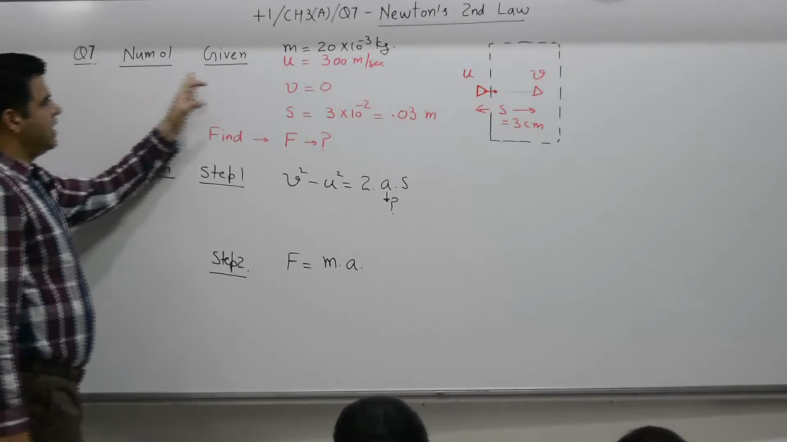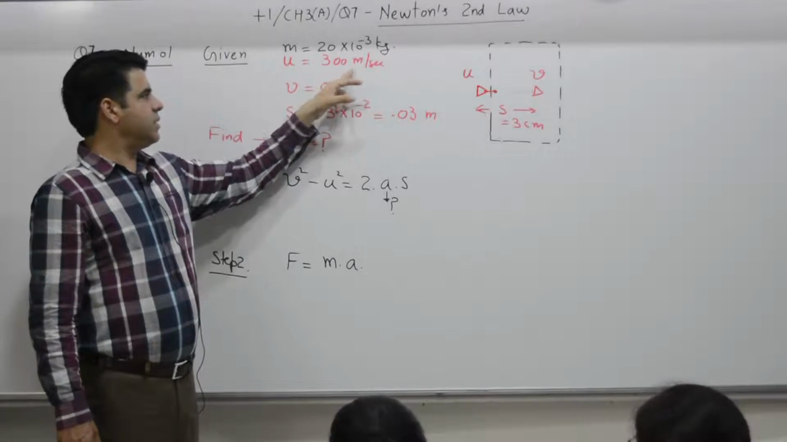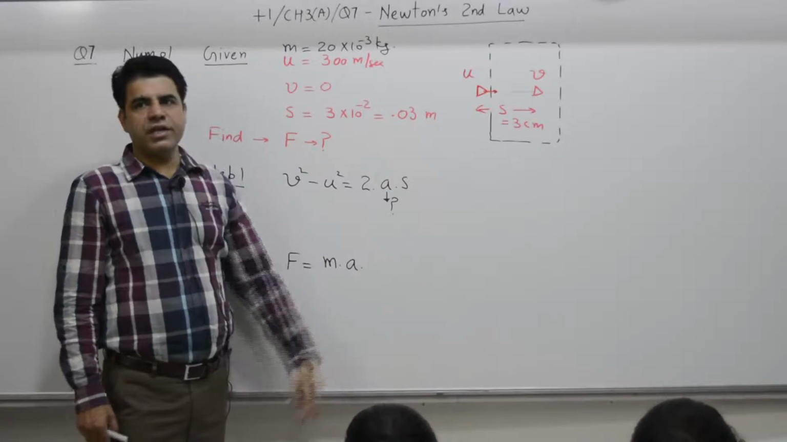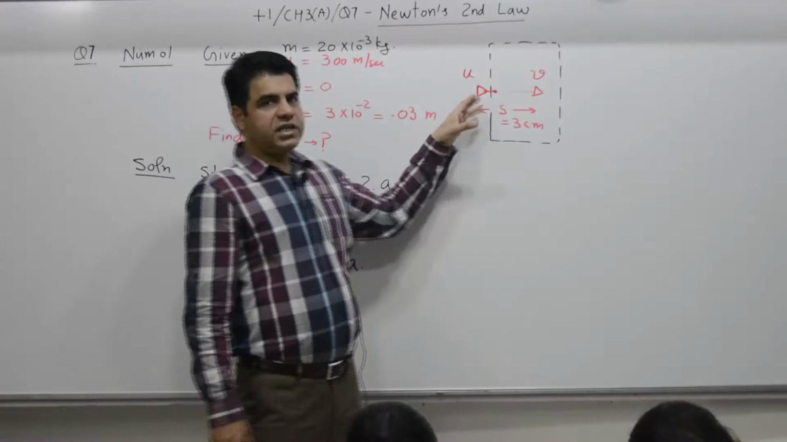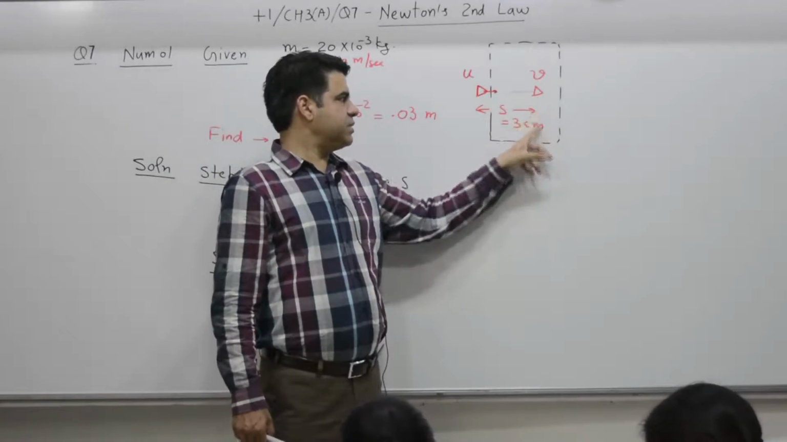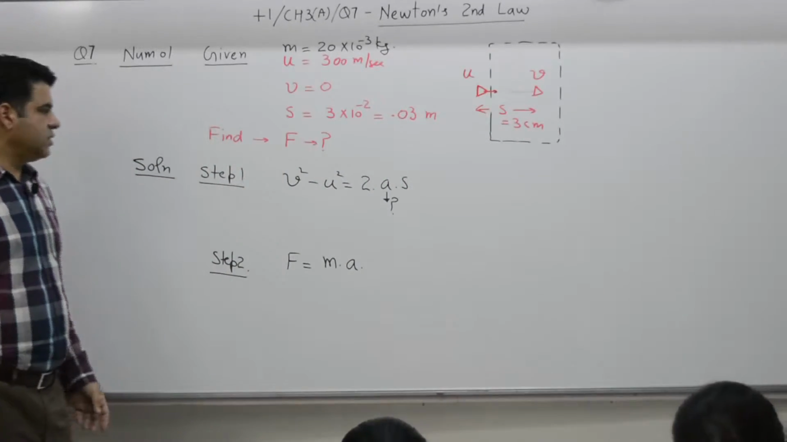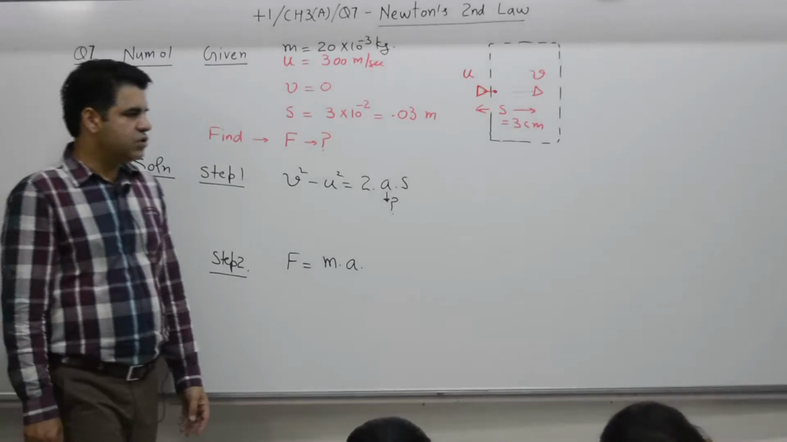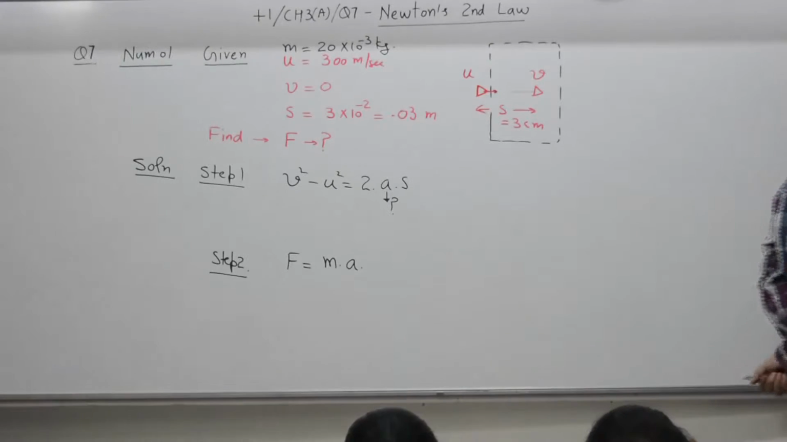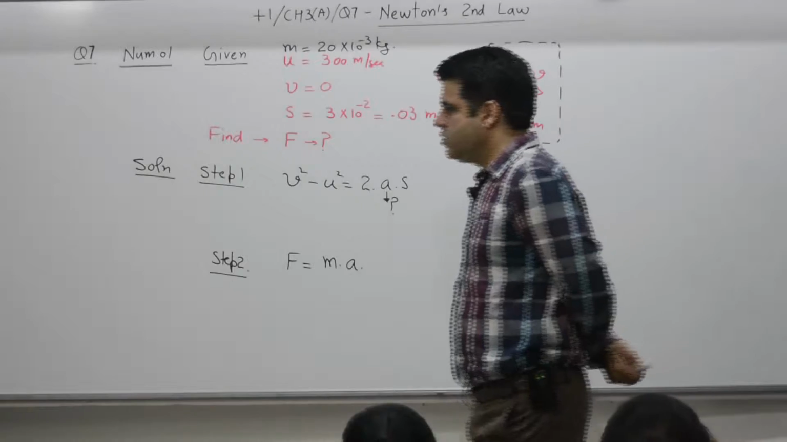Numerical number 1. The data given is what? Mass is 20 into 10 power minus 3 kg, u is equal to 300 meter per second, v is equal to 0, s is equal to 3 into 10 power minus 2, that is 0.03 meter. Whether it's a bullet or a ball, initial speed is u, final speed v is equal to 0. What you have to find out is force. So, step 1: v square minus u square is equal to 2as, and F is equal to ma.